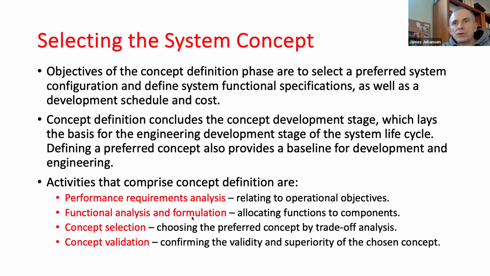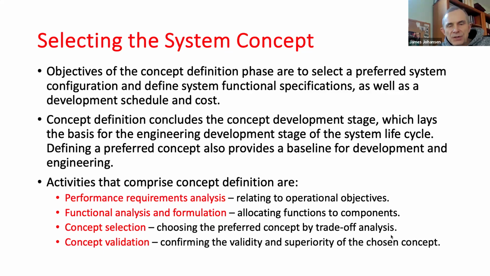We get into functional analysis and formulation: how we're going to allocate this into specific functions, and how those functions are going to relate to components. I'll give an example of a coffee maker, and also think about a car. Maybe those would be helpful. Those are things discussed in a couple of our textbooks. Then we get into concept selection, choosing the preferred concept by trade-off analysis.